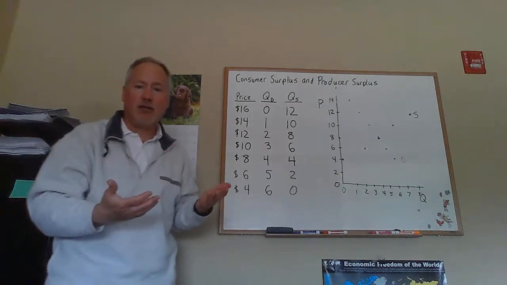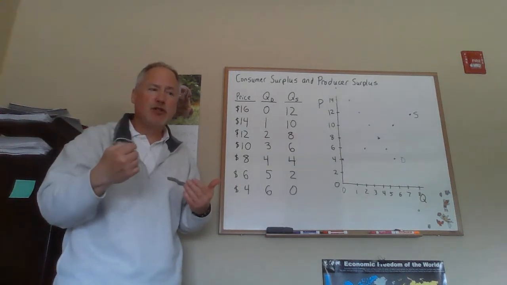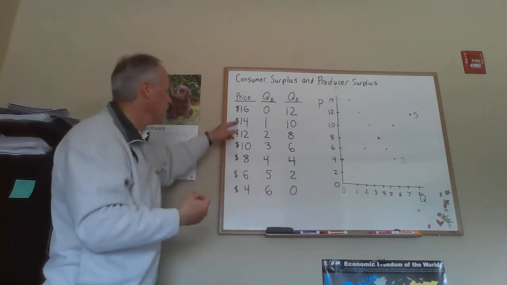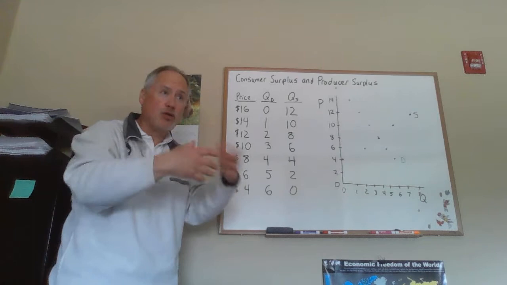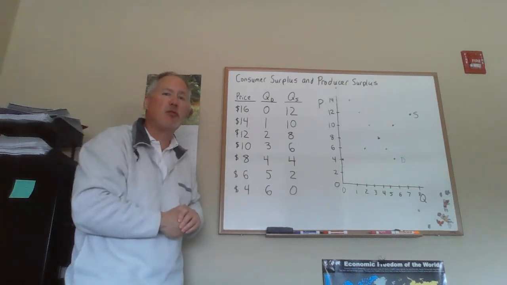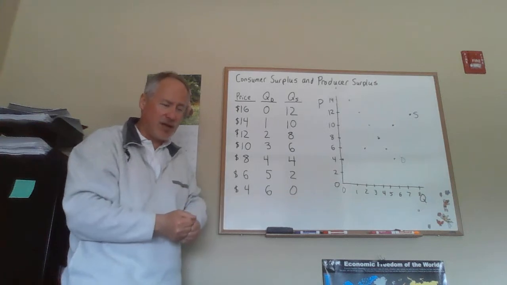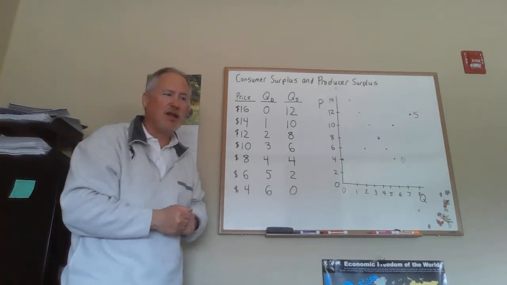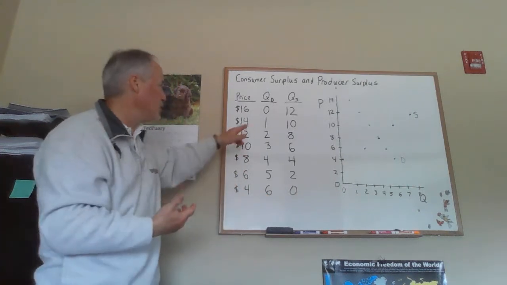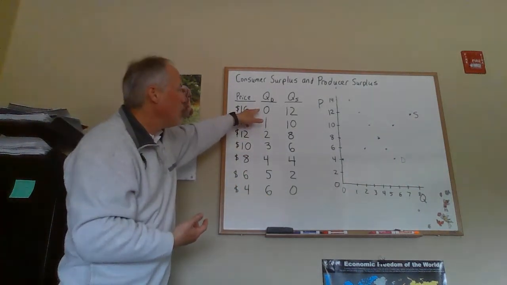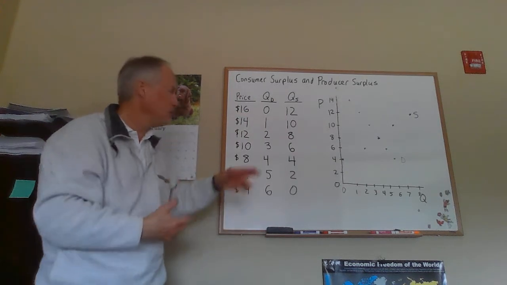At $14, the quantity demanded becomes 1. So that first unit of the good has to be worth at least $14 to some consumer. They showed that they were willing to spend $14 to get it. They went to a store, they were willing to take $14 out of their wallet, and they gave $14 and got 1 unit of the good. So presumably this good is worth at least $14, but we know it's not worth $16 because they weren't willing to buy it at $16.